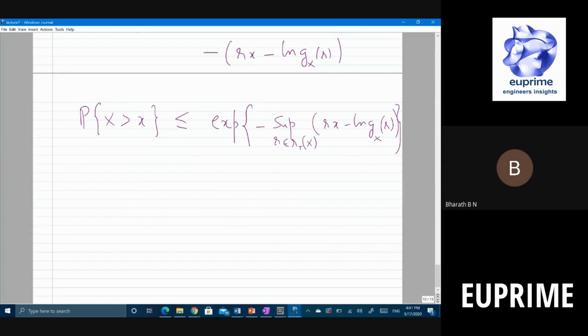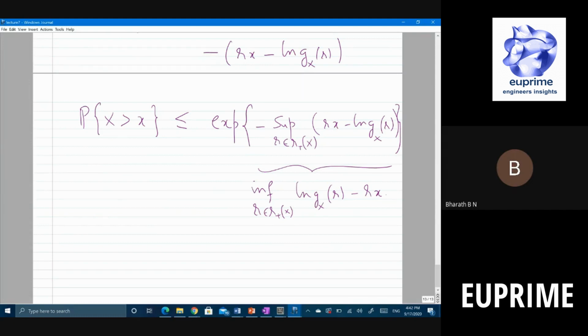Or I can write the entire thing as the infimum over all r of ln of g_X(r) minus rx. I can also write it this way. Do you agree? Yes, sir. We are just changing this infimum and supremum, playing over the negative side. That's all. Nothing much. This is called the exponent. So this is the exponent of this probability.